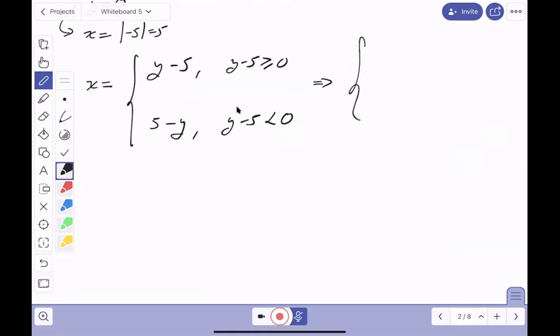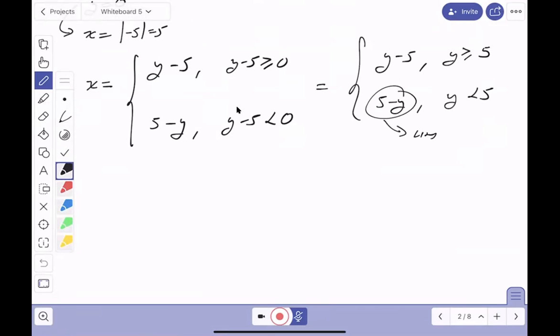They put an equal sign there. I don't need to do that. This would be y greater than or equal to 5. And this would be 5 minus y if the y is less than 5. Well, what I know about these guys, they're lines. This is a line, y-intercept of 5, and it's got negative slope. Again, negative slope. Slope would be minus 1.